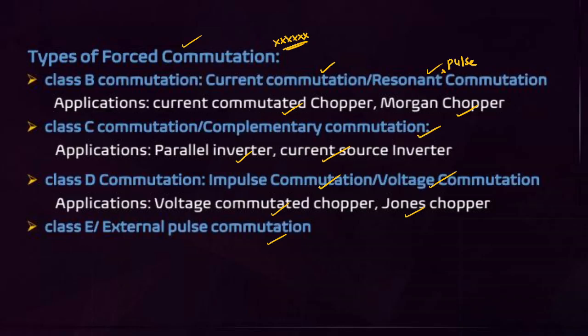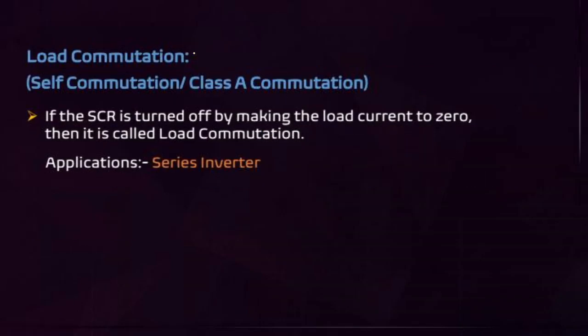Class D commutation, impulse or voltage commutation. Class C commutation, complementary commutation. Class B commutation, that is current commutation or resonant pulse commutation. These methods are forced commutation. And there is one more commutation, load commutation. It is also called self commutation, or class A commutation or resonant commutation. It is not resonant pulse, it is resonant commutation.